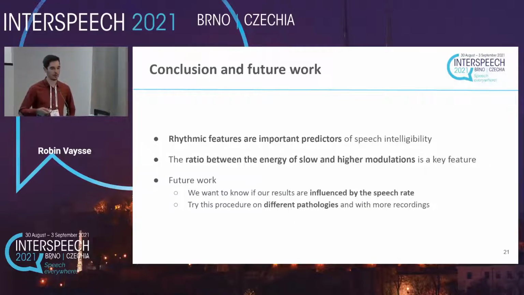For our future work, we want to test if our work wasn't too much influenced by speech rate, and we want to neutralize the speech rate. We also want to test our procedure on different pathologies like Parkinson's disease, where we have some data collected, and with more recordings with, for example, people with really bad intelligibility, where we have bad results.